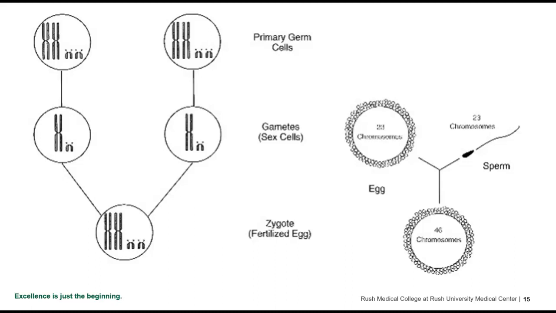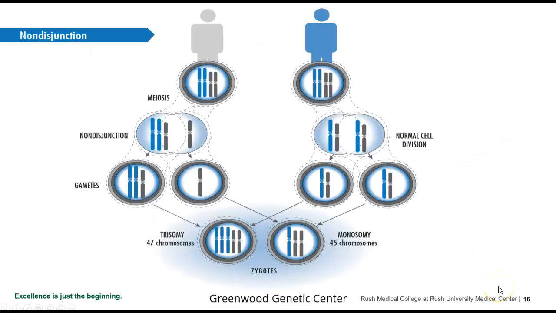So meiosis is a reduction division. We go from 46 to 23. So mom gives half of her chromosomes, dad gives half of his chromosomes, 23 in the egg, 23 in the sperm, and the fetus ends up with 46 chromosomes. And that's how things usually go. But as with anything, mistakes can happen.